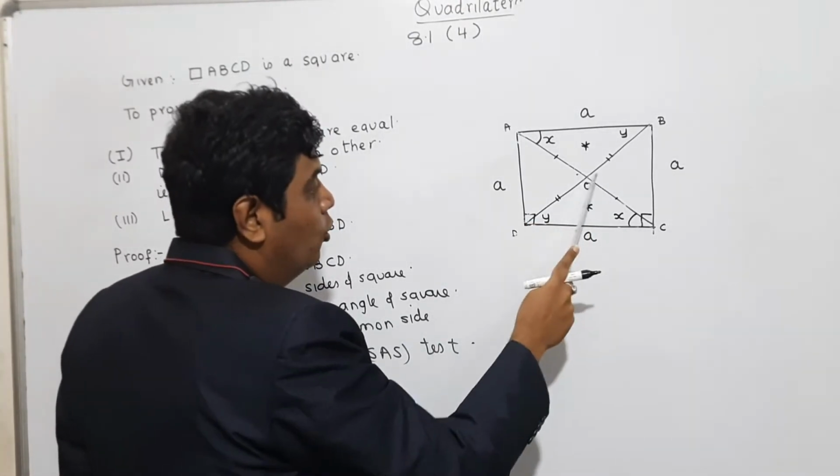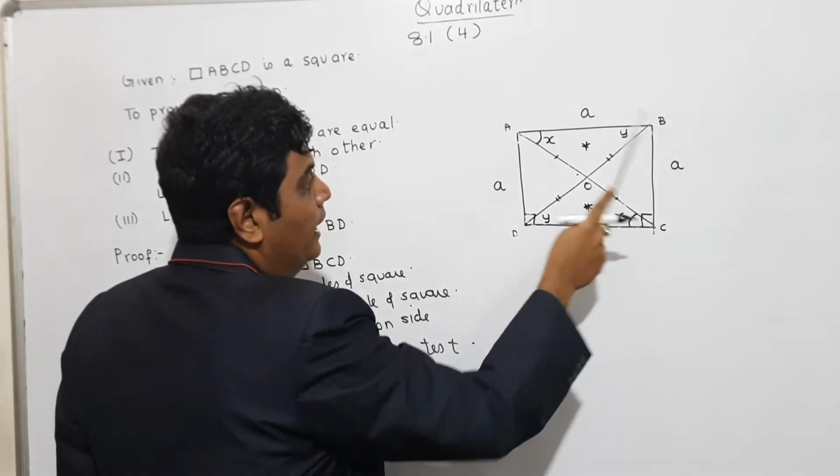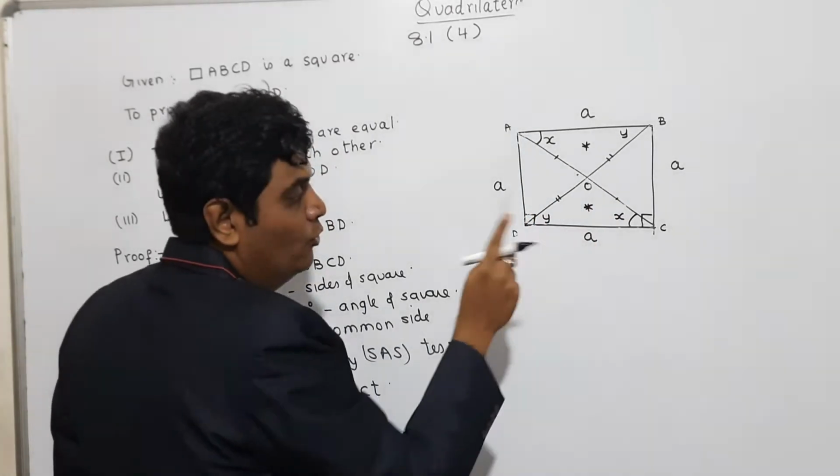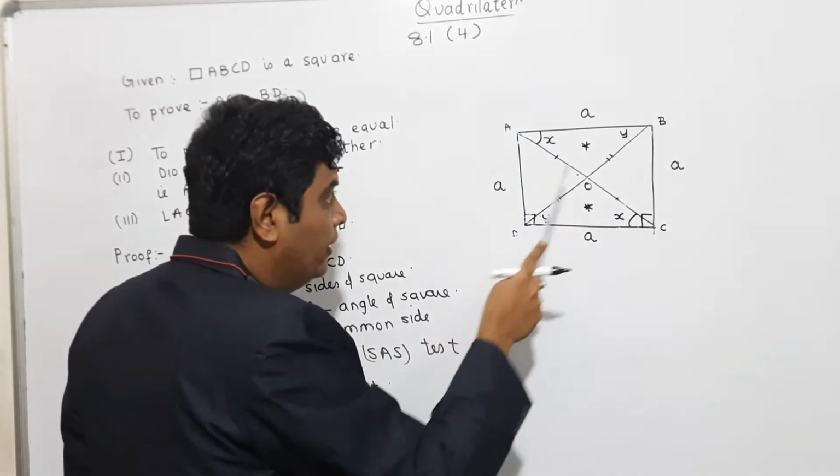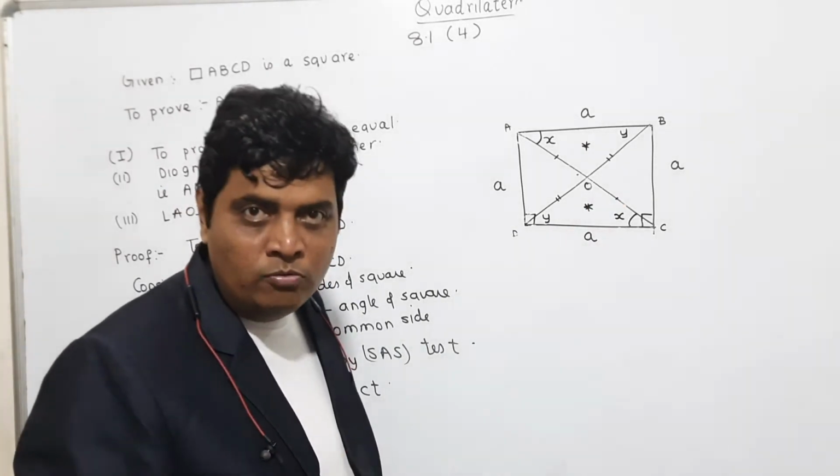In triangle AOD and triangle AOB, can I say AO is equal to AO, common? OD is equal to OB, I have just now proved.